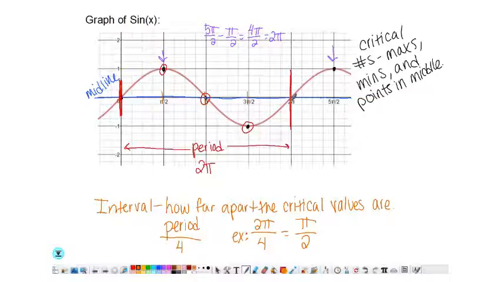Those are the main features that we're going to talk about today. Oh, I forgot one actually. We also have something called amplitude. Amplitude is the height from the midline to either the maximum or the minimum. To find the amplitude, there are a couple of different ways you can do it. The amplitude is really the height of the wave.